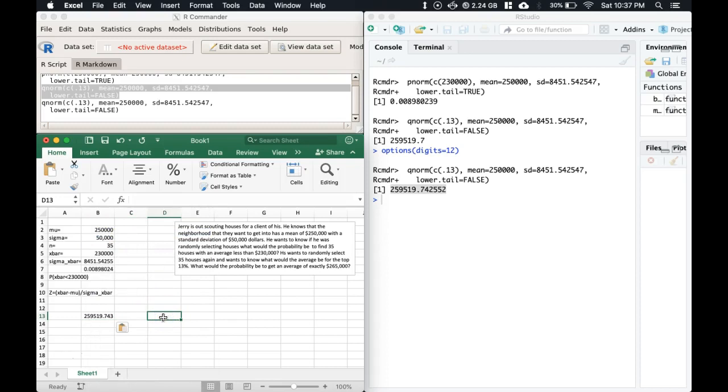Okay, and then the last one, they said, what would the probability be to get an average of exactly 265,000? Remember, this is continuous random variables. So to be exactly a value, the probability is zero. So that holds over from before as well. Really, this week is basically exactly the same as our previous sections. The only thing that we have to do is this intermediate step of figuring out the standard deviation with respect to the sample means. Otherwise, it's exactly the same.